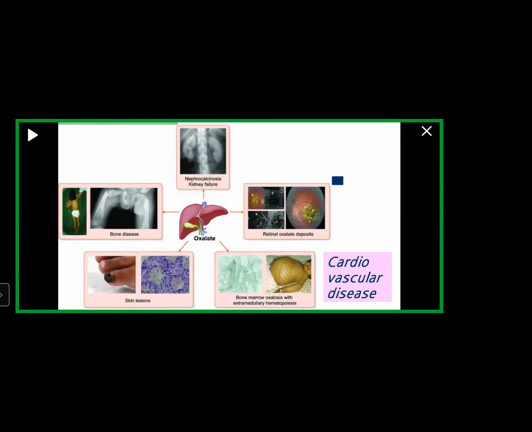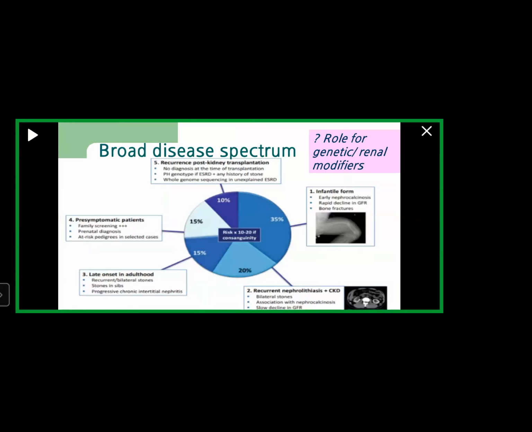The tissues can take quite a lot of oxalate, and we can get bone disease, ocular retinal oxalate deposits, skin lesions, bone marrow infiltrates with cytopenias and extramedullary hematopoiesis with splenomegaly and so on, and we can get cardiovascular depositions which can result in endothelial dysfunction and cardiac complications, just to name a few.